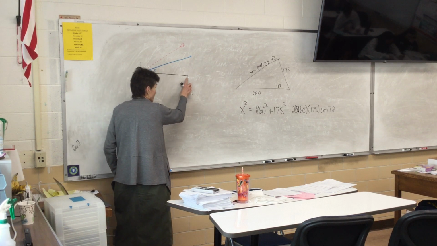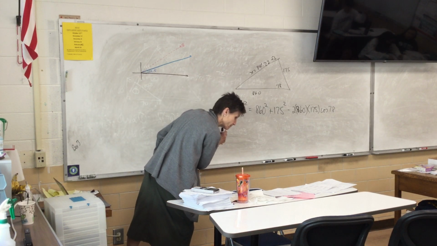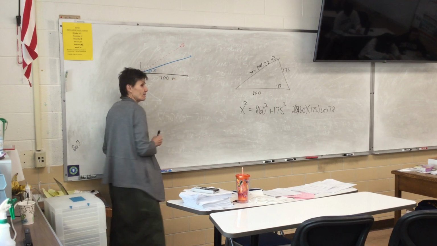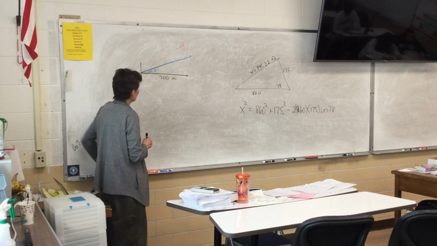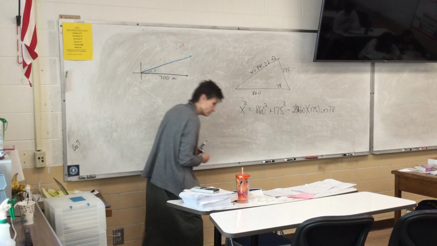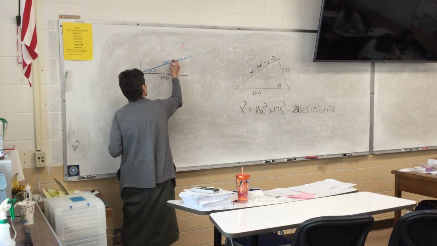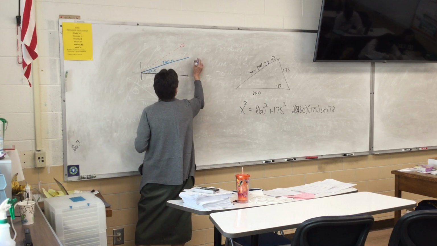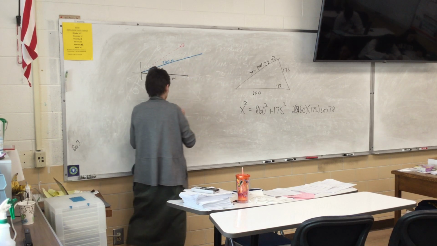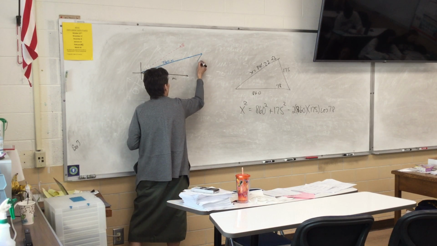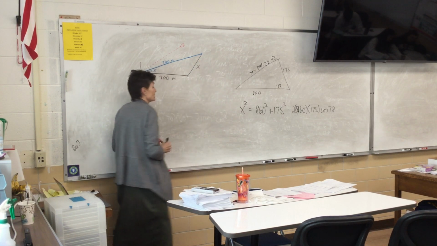This is the due east airplane. How long is that, Bronson? 700. 700 miles. Everybody okay with that? And then how about the blue one? How long is the blue one? 760. 760 miles. And I want to know how far apart are the airplanes. Would you agree with that?